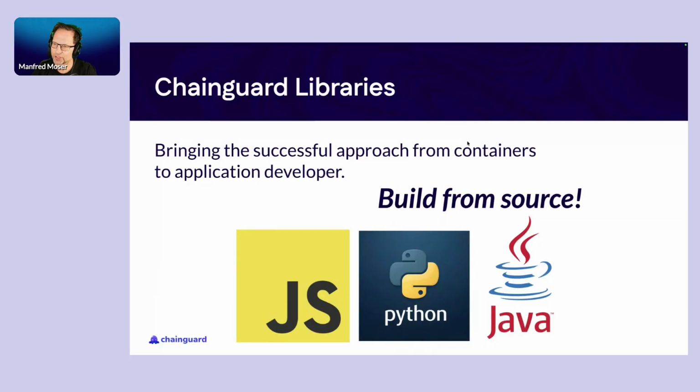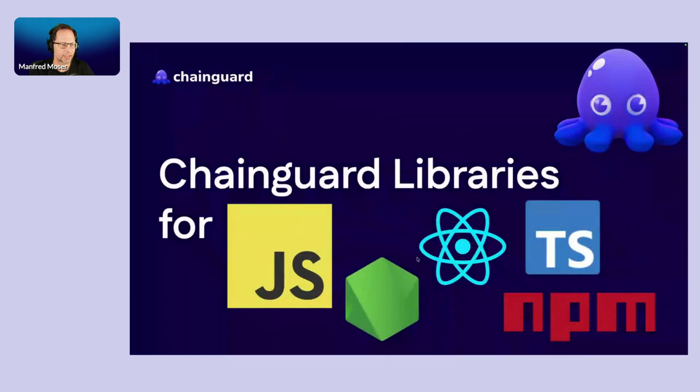So Chainguard Libraries builds on that same approach that we've done for our operating system, Wolfi / Chainguard OS, to libraries, where we build from source. And we do this for JavaScript, Python, and Java at the moment. But today we're going to focus on JavaScript and Python. So let's start first with Chainguard Libraries for JavaScript.